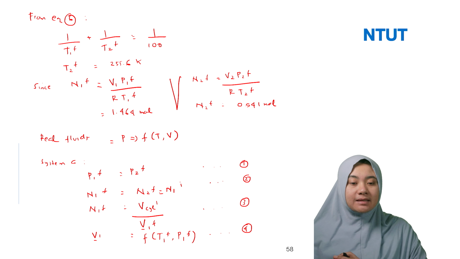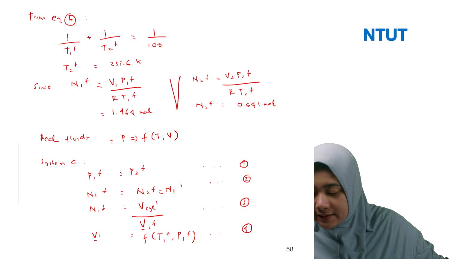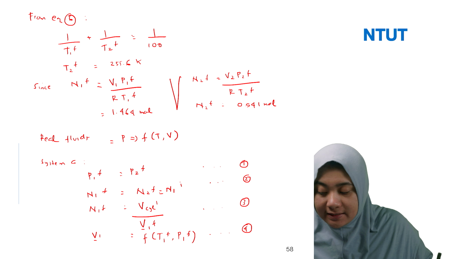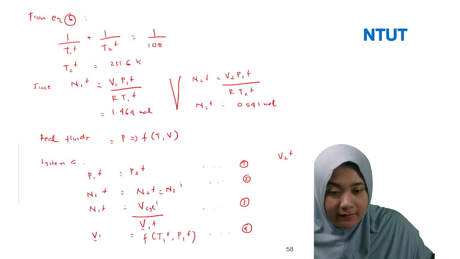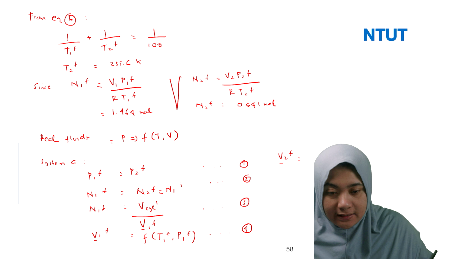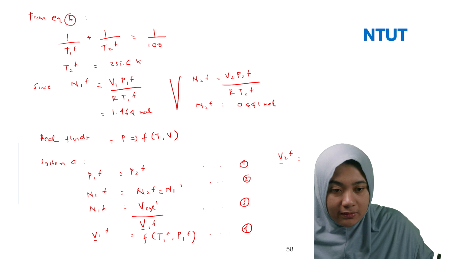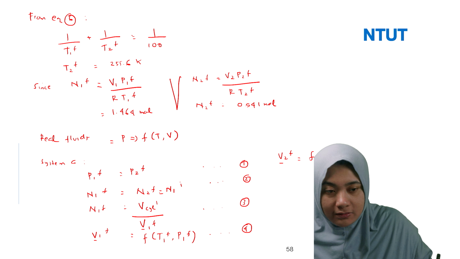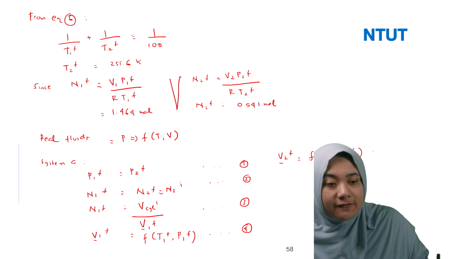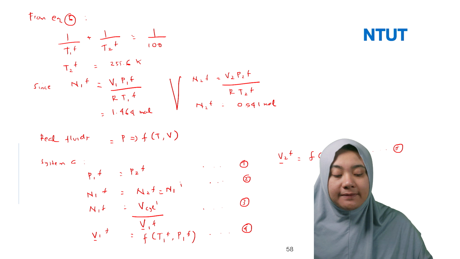So in this case, we don't have an equation of state, so we cannot solve it this way. So for the V2, it's the same. This is V1 final. So you need to know also the function T2 final and P2 final. This is for the real fluids.